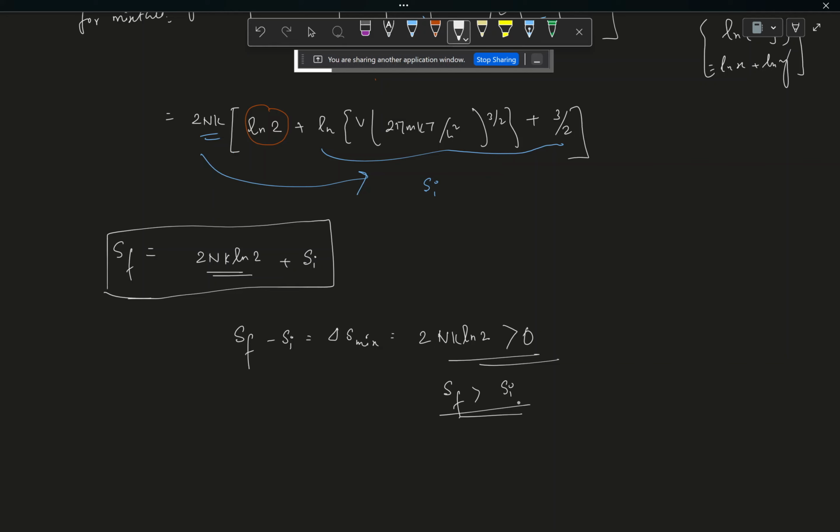Gibbs, I think around the year 1875, first identified this paradox, that for mixing identical gases our entropy change should be 0, but by following this formula or this calculation we are still getting a non-zero entropy change. So where is this additional non-zero entropy change term coming from, and how to resolve this paradox?